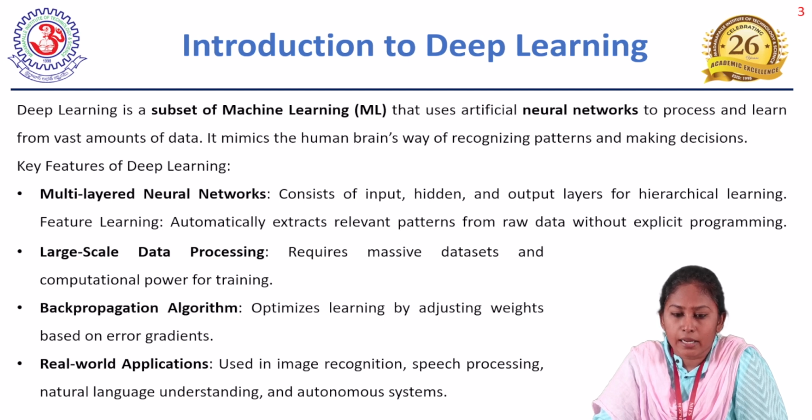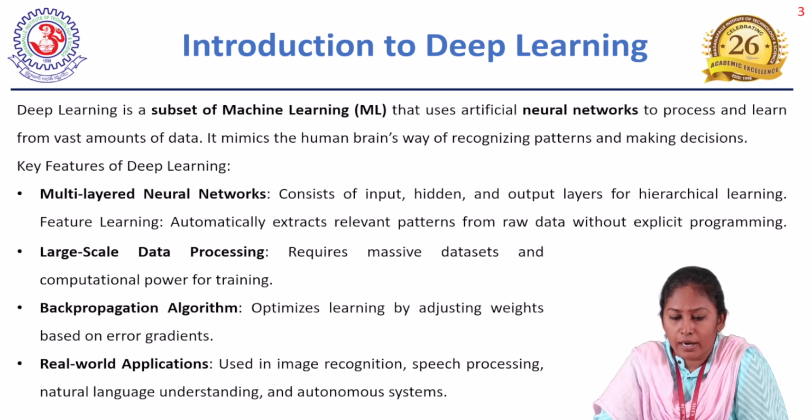In deep learning, we have multi-layered neural networks, considering a set of layers like the input layer, then one or more hidden layers, and then the output layer. With this, we can enable hierarchical learning in deep learning. Next, it automatically extracts the features, which is one of the main advantages of deep learning. As we discussed earlier, it deals with large amounts of data, so it is very good for that.